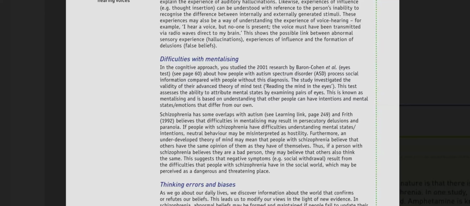Schizophrenia has some overlaps with autism, right? So they're saying that schizophrenia in some sense can be similar to autism, or some things about schizophrenia may be similar to autism. So Frith believes that difficulties in mentalizing may result from persecutory delusions and paranoia. If people with schizophrenia have difficulty understanding mental states and intentions, neutral behavior may be misinterpreted as hostility. Furthermore, an underdeveloped theory of mind may mean that people with schizophrenia believe that others have the same opinion as themselves.